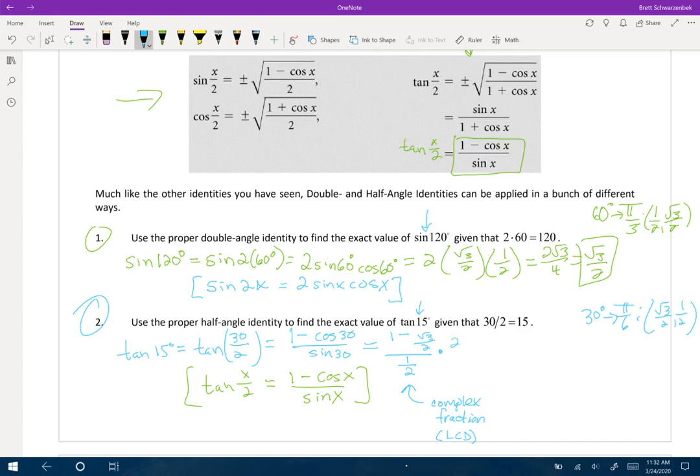So if we multiply everything by 2 over 2, which, by the way, does not change its value because 2 over 2 is equal to 1, we're going to distribute 2 to both quantities. We're going to get 2 minus root 3 over 1, which is going to give us 2 minus root 3 as the exact value of the tangent of 15.